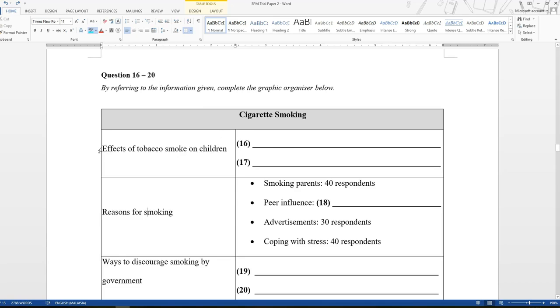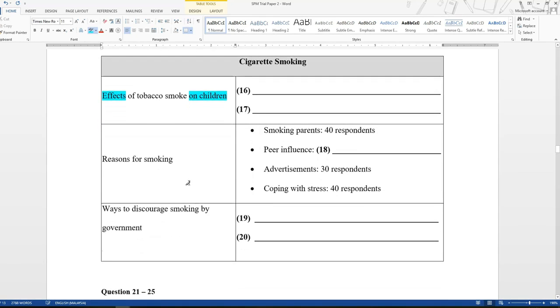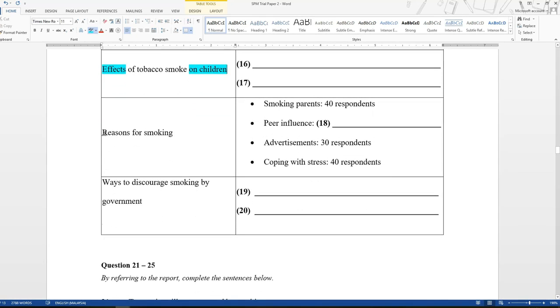The first one they have written here is you need to find the effects of tobacco smoke on children. So the keywords in this would be effects and then on children. So what are the effects of tobacco smoke, also known as cigarette smoke, on children? There are 2 effects that you will need to write down. For the next part, they have written down the reasons for smoking. So the keyword here would be reasons. Why do people smoke? They have already given the 4 reasons here.